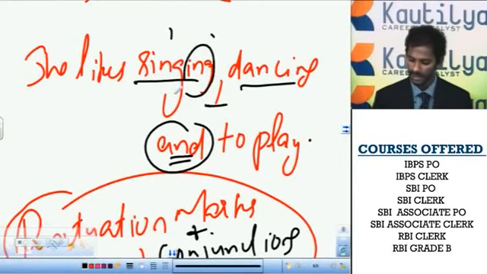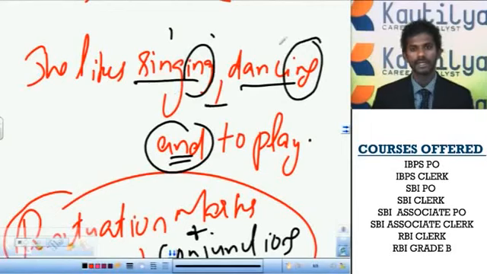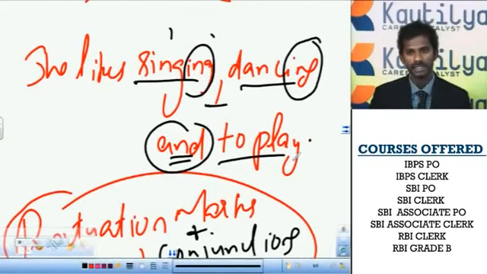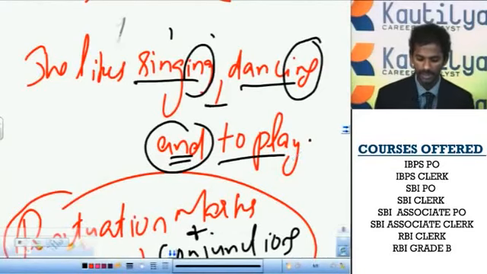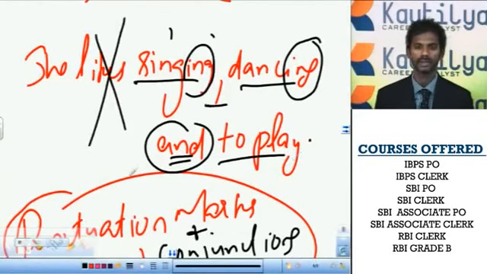Second idea is dancing, that is also in the ing form. So there is parallelism between the first idea and the second idea. What about the third idea? To play. To play is infinitive form. Play is a verb, so to play is to plus verb, infinitive. So here 2 ideas are in the gerund form, ing form, and the third idea is not in the ing form. So in this sentence there is no parallelism. So this sentence is grammatically wrong.